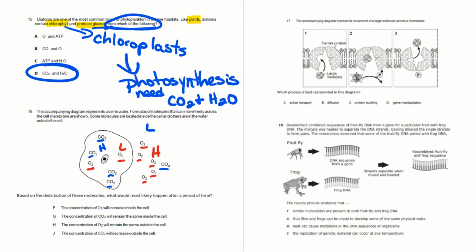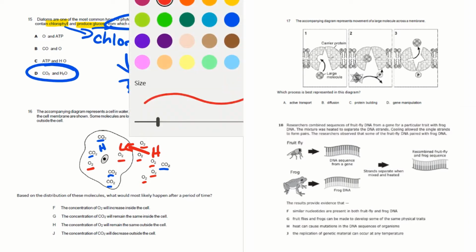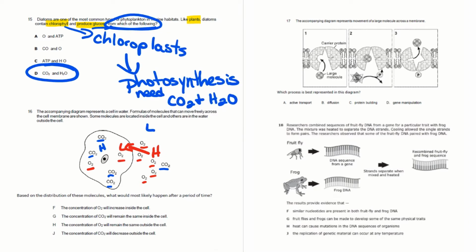Now remember, based on what we know for passive transport, the movement is always going to go from high to low, and that would be for oxygen. And now for carbon dioxide, it's also going to go high to low, but it's going to actually be moving out of the cell. So carbon dioxide out of the cell, and oxygen is going to be going into the cell. Now let's take a look at our answer choices.